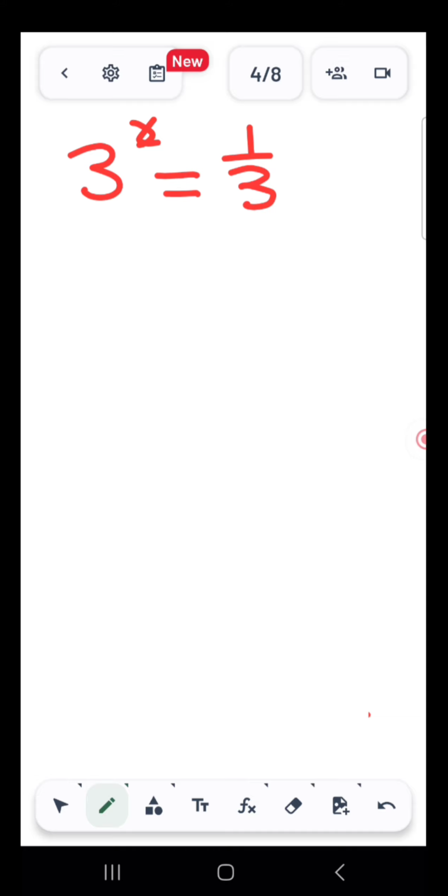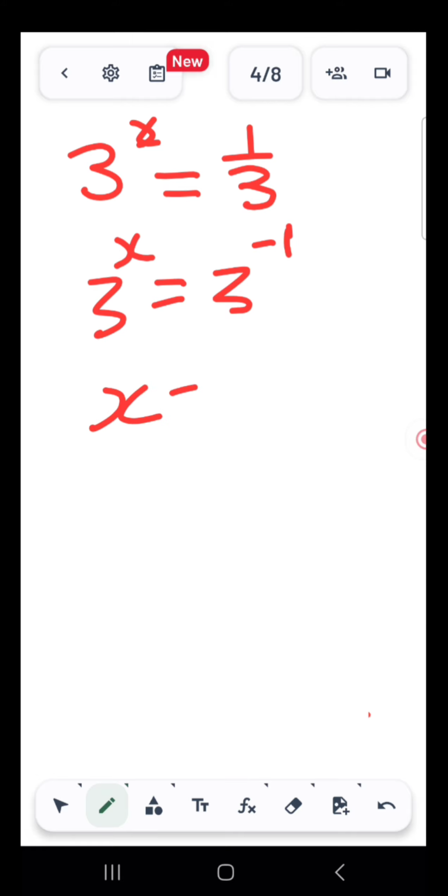Okay, now from here we have 3. Remember we said 1 over 3 can also be 3 to the exponent of a negative number. That's an exponential law. Go back to grade 9, go back to grade 8. And then 3 to the exponent of x, the bases are the same, they fall off, and then x is equal to -1. So your final answer is -1.